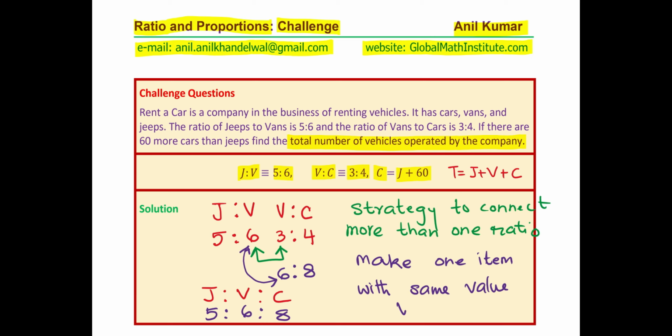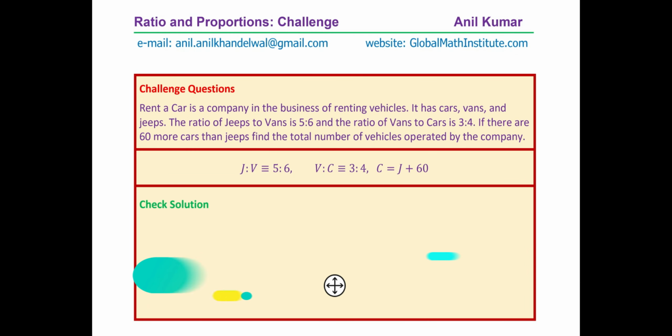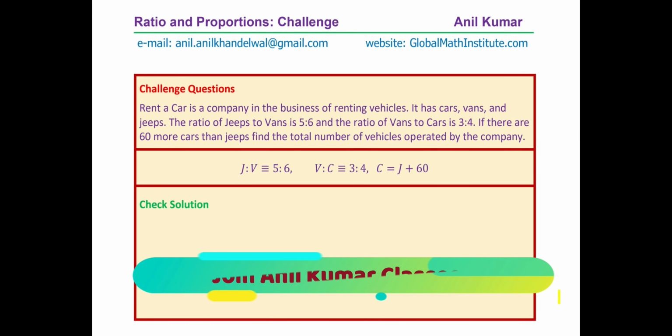As we did for vans in this particular case. Do you see that? So what we did was that we multiplied 3 is to 4 by 2 to get 6 is to 8, and therefore the number of vans in the ratio became 6. So that becomes the connection between the two ratios. Perfect. So once this strategy is clear to you, then it becomes easier for us to solve the question, correct? So let's now look into the solution, and when we solve the question, we'll also check the solution.